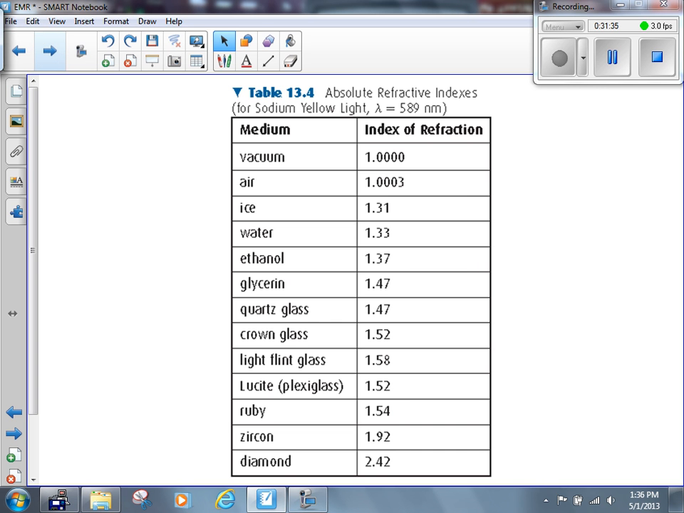All right, I'm not going to ask you, obviously, to copy down this table. What this table shows, though, is the index of refraction for many different materials. Notice at the top, though, it says that it's for yellow light of wavelength 589 nanometers. Why do you think they specify that? Why don't they just say, look, these are the indices of refraction for air, ice, water, ethanol, glycerin, and so on and so on?